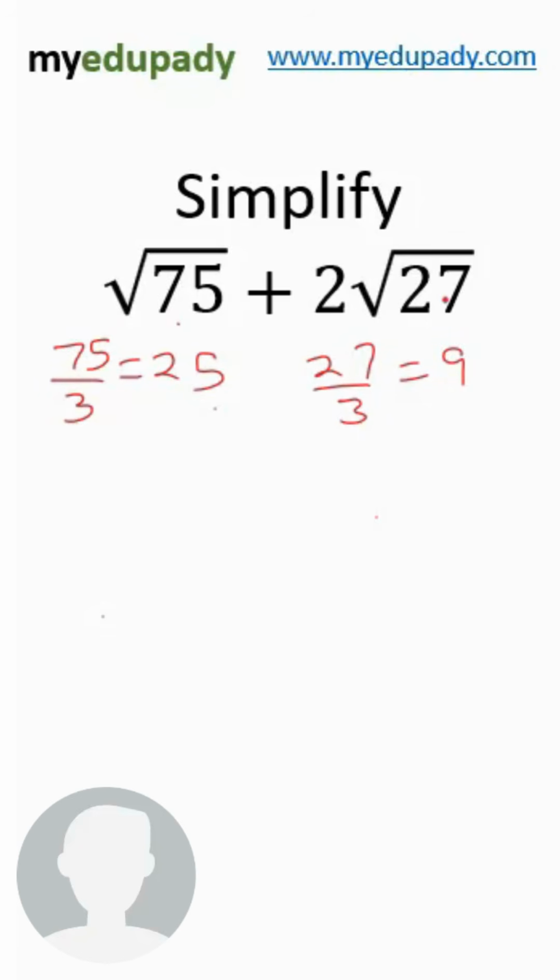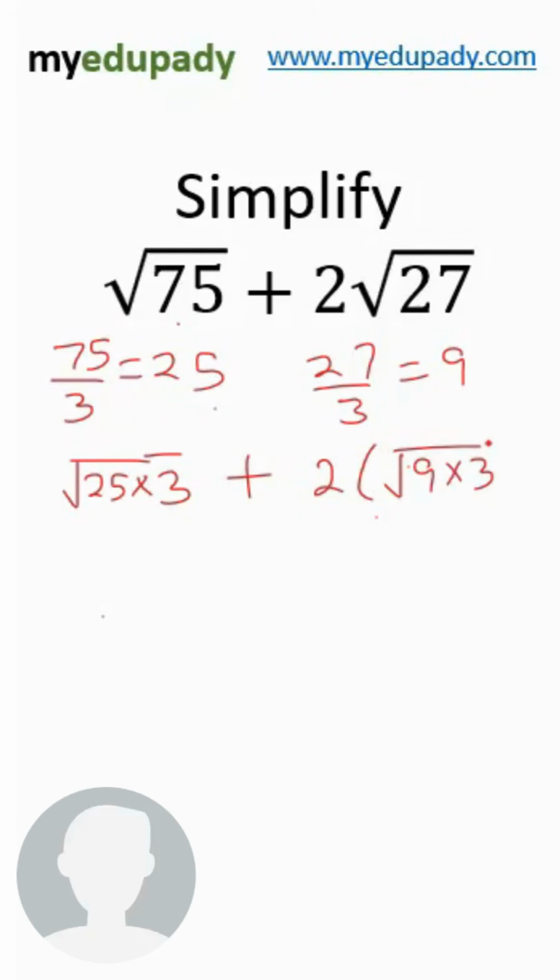Alright, so I'm going to rewrite root 75 as square root of 25 times 3 and this as square root of 9 times 3. So if you look at this carefully, you see that I put this inside a bracket. That is actually to make your solution clear, easy to follow.